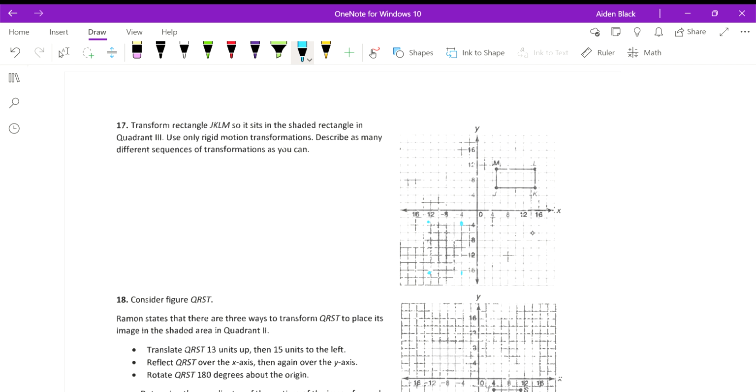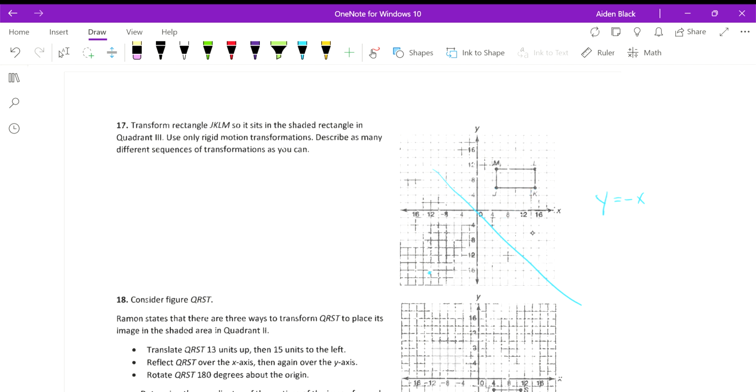Okay, so we can do so many different things. The first thing I see automatically is a reflection over the line y equals negative x. Though we didn't really go over this too much, if we did do that, you would see these all be the same distance, like this, from that line. And it would either sit inside the shaded region or be very close to sitting in the region, in which case we could just translate it.